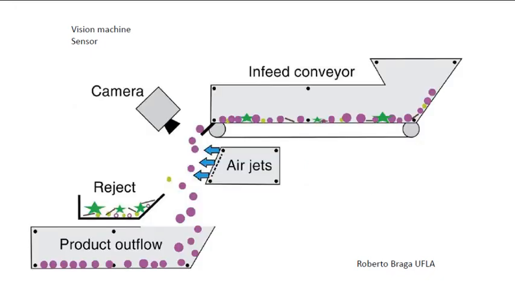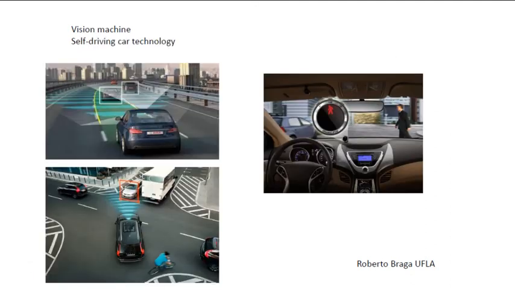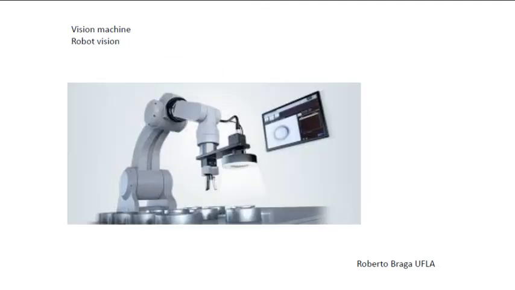And in the next three slides, see the examples in industry and in our lives, such as automatic selection of elements, autonomous vehicles, and robot operations.